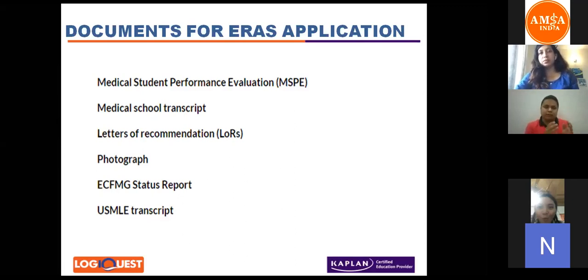These are the subjects 1, 2, 3, 4, 5, and these are the scores A, B, C, D, E. End of the story. But the medical school transcript is nothing but a deeper version of your mark sheets, which talks a little bit more about how many hours you spent in that particular subject. What was your score like? Did you get any credits? What were the credits, etc.? That is an advanced version of your mark sheets, is what I would say. That's the medical school transcript.